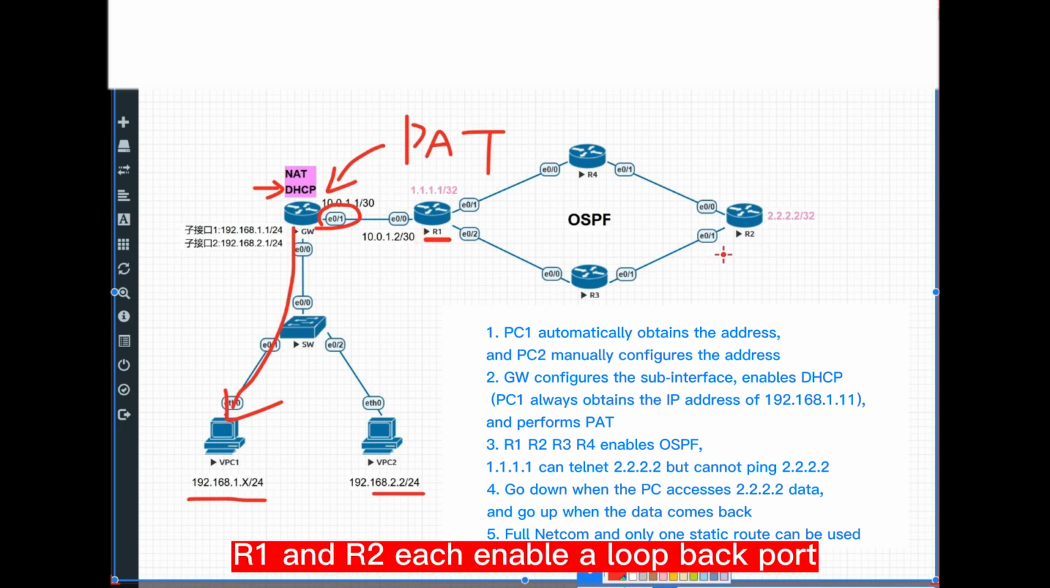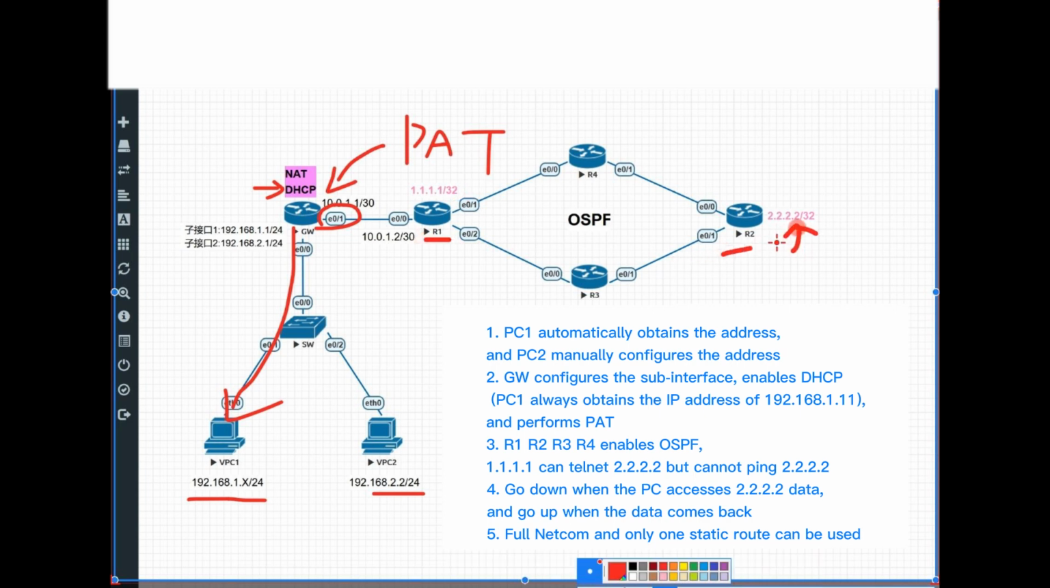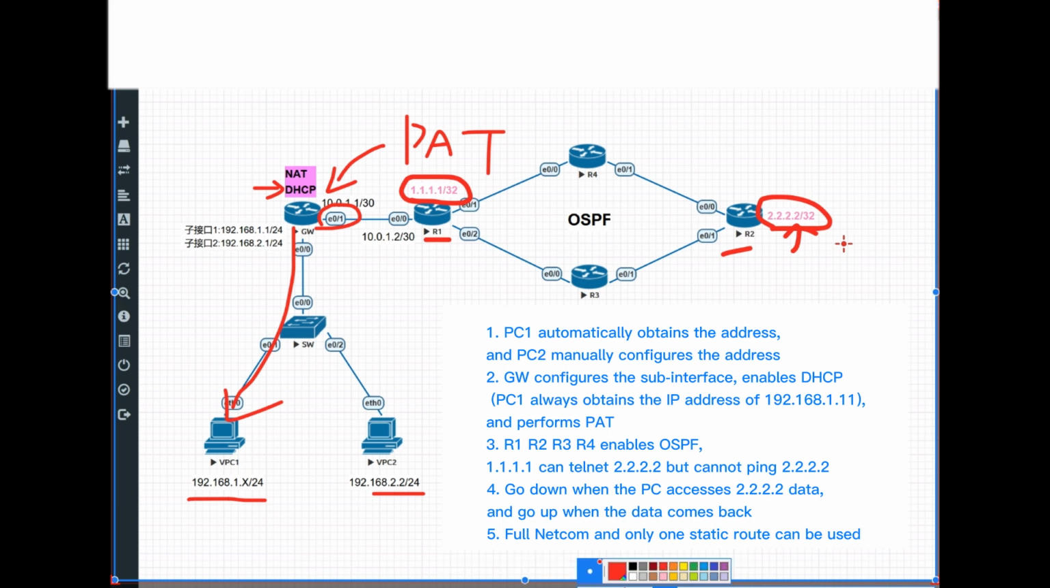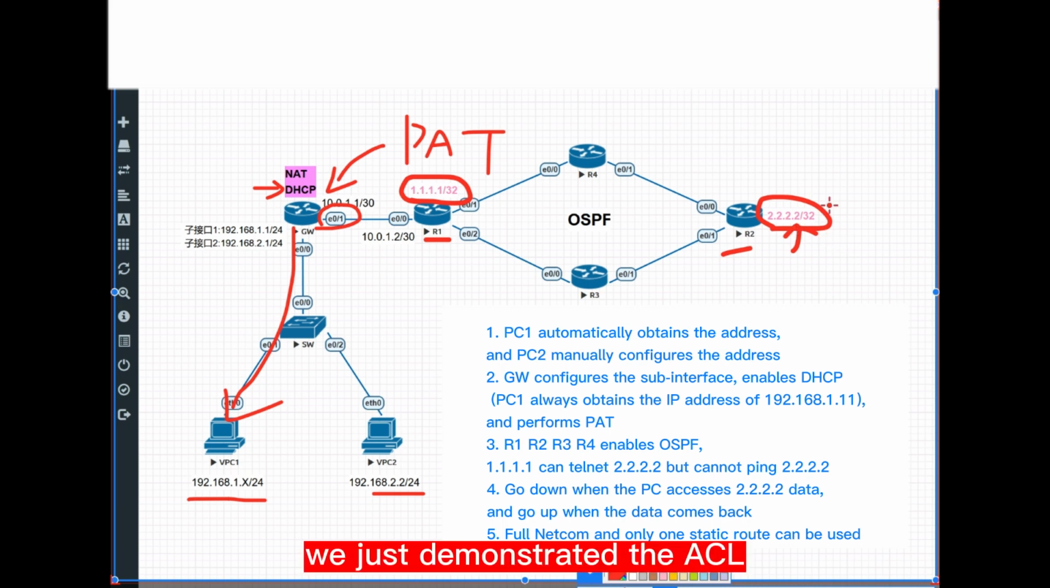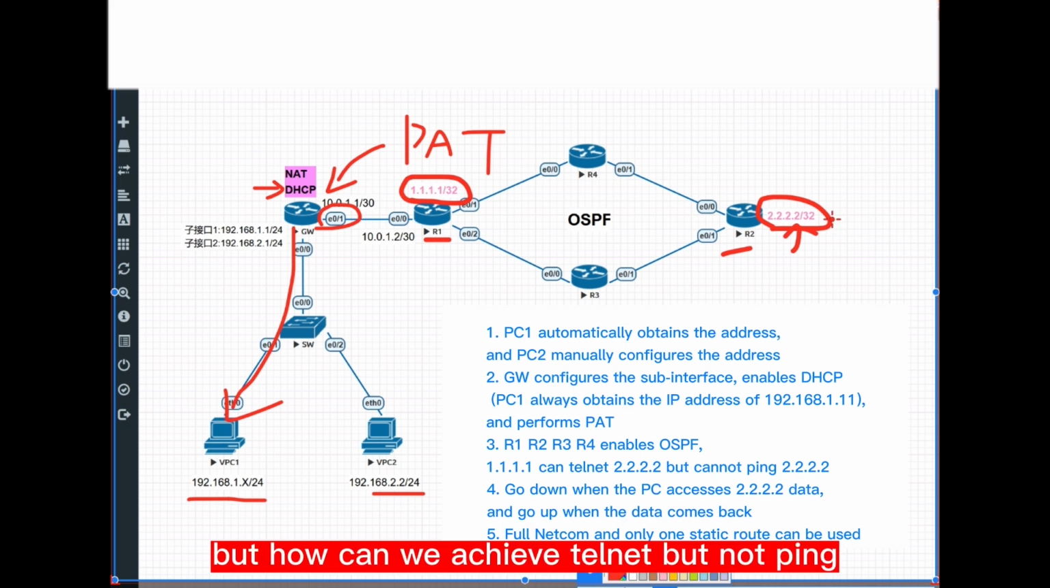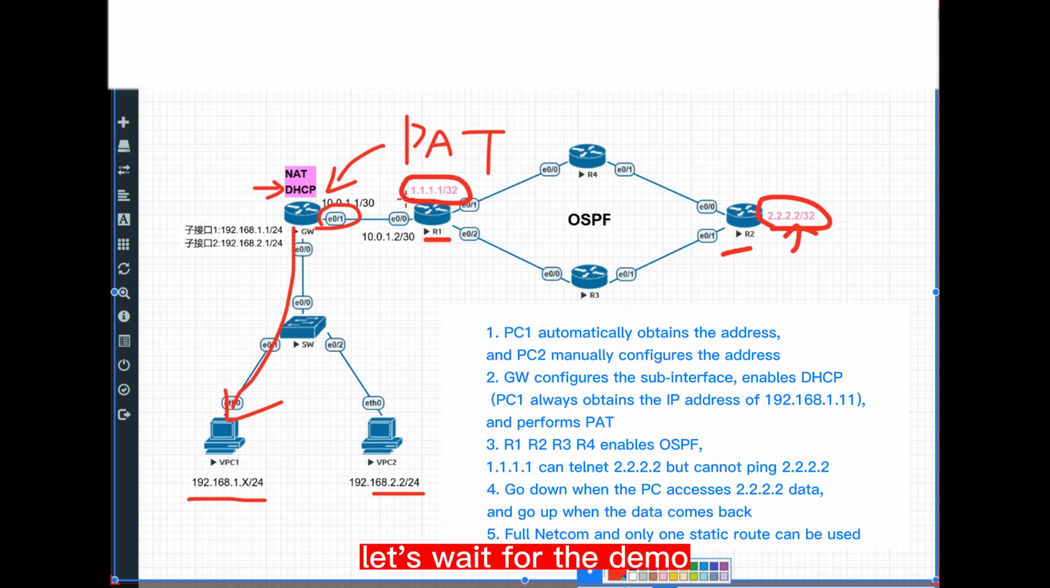R1 and R2 each enable a loopback port, 1.1 and 2.2, with a 32-bit mask. Notice 1.1 as a circle: this address can telnet to 2.2, but can't ping 2.2. We just demonstrated the ACL. In fact, it is just a ban on ping. But how can we achieve telnet but not ping? Let's wait for the demo.